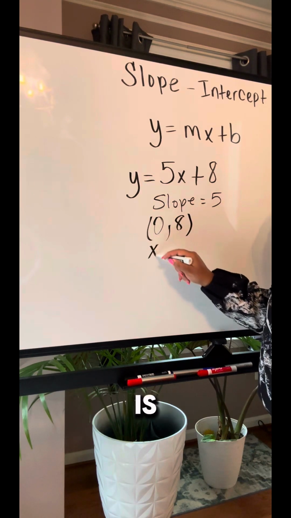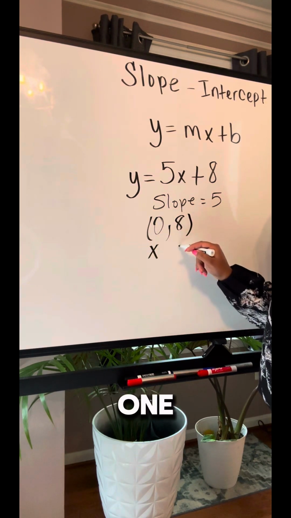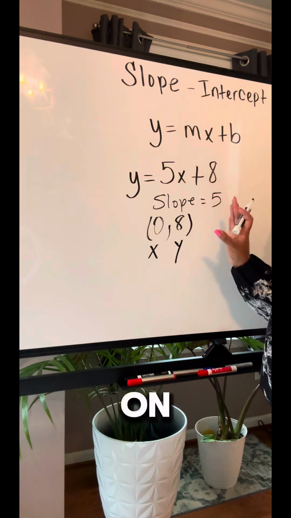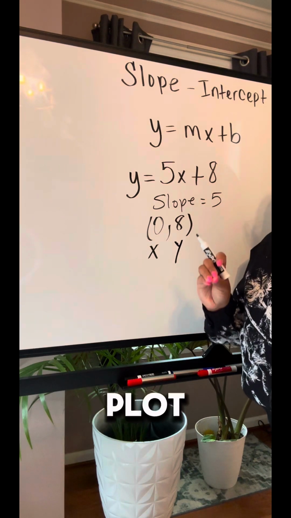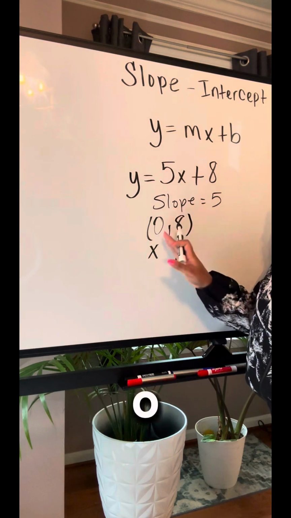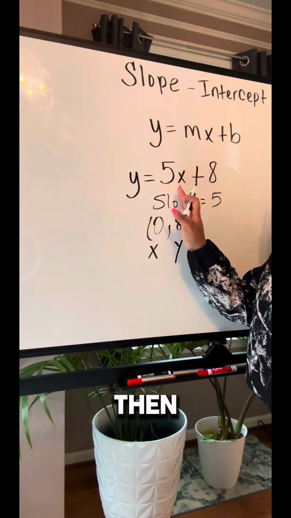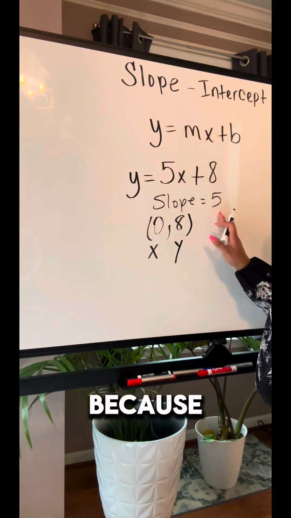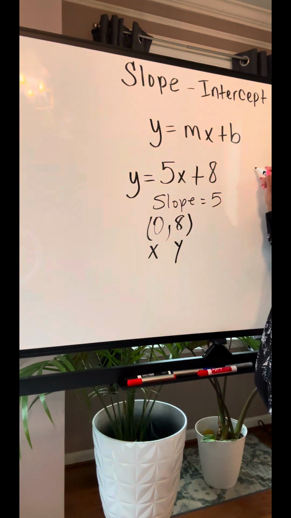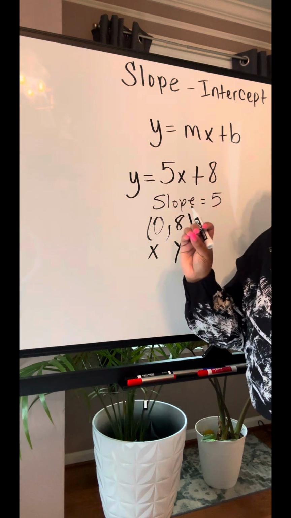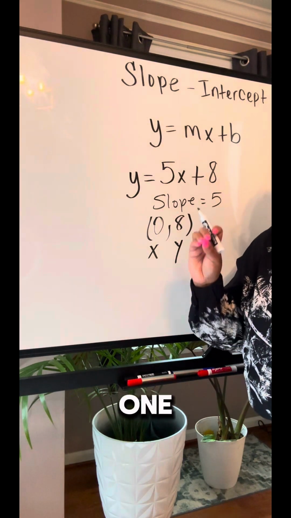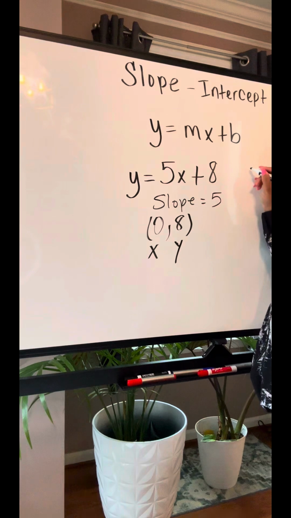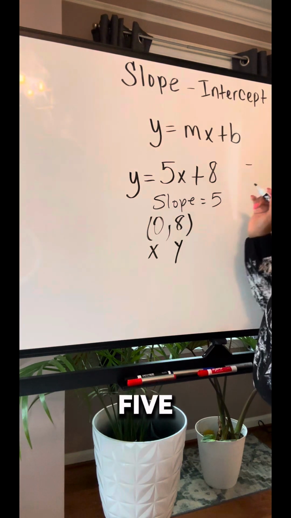Remember, the first one is the x, second one is the y. So that means on my graph, I'm going to first plot my y-intercept at (0, 8), and then I'm going to do my slope. And because my slope is a whole number, I know that I also can put it over 1 and have that be my slope. So essentially my slope is still 5 over 1.